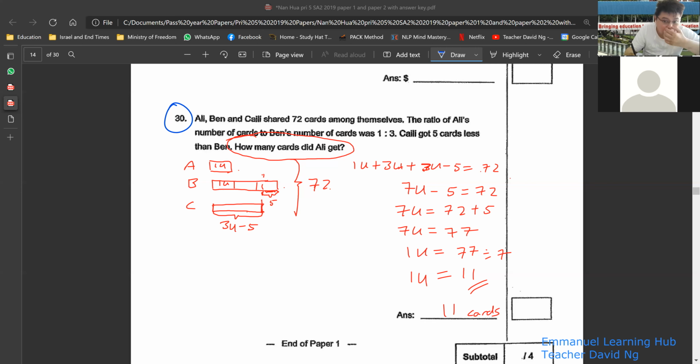The marker cannot fault you. You can write 11 cards or write 11, up to you. But if I were you, I'll write cards to impress the marker. A new student will just write 11. But they can't fault you also, to be frank, because they are not asking how much each card costs. For cost, you need a dollar sign, right? No dollar sign, no mark. This kind of thing. So that's question 30.